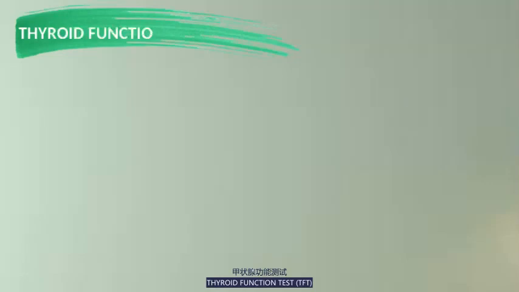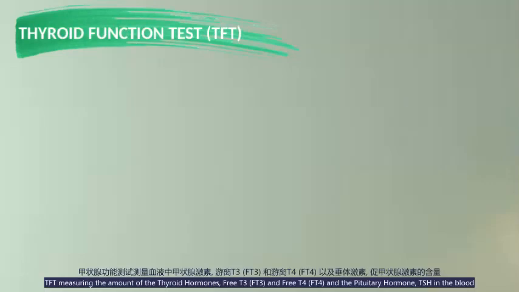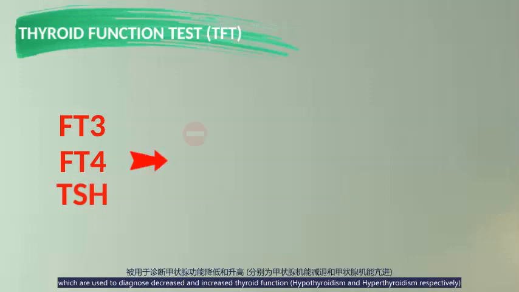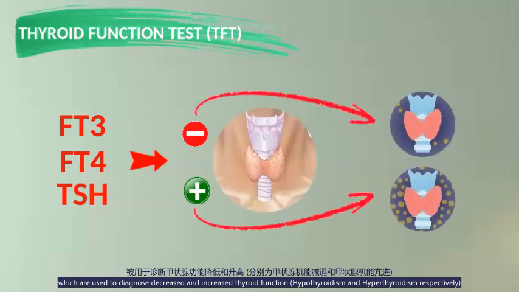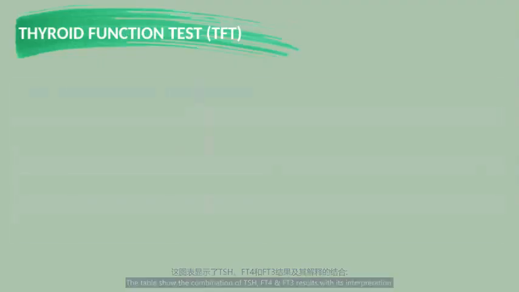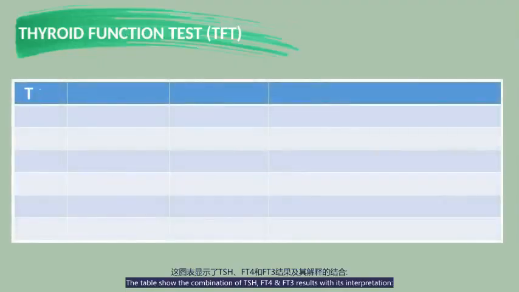Thyroid function test, TFT. TFT measures the amount of the thyroid hormones, free T3 and free T4, and the pituitary hormone, TSH, in the blood, which are used to diagnose decreased and increased thyroid function, hypothyroidism and hyperthyroidism respectively. The table shows the combination of TSH, FT4 and FT3 results with its interpretation.